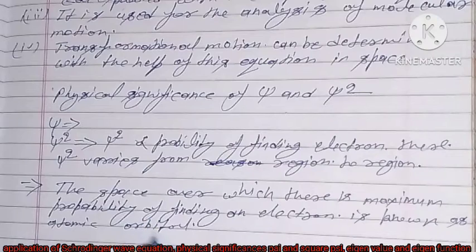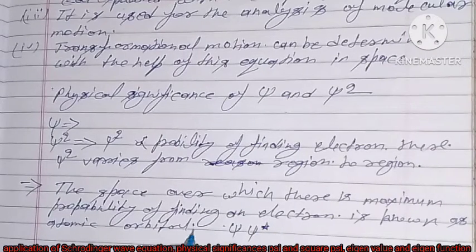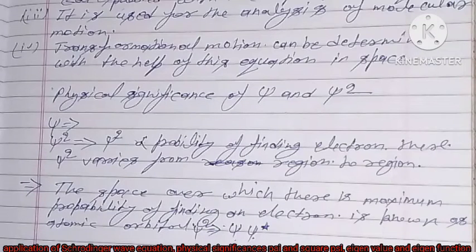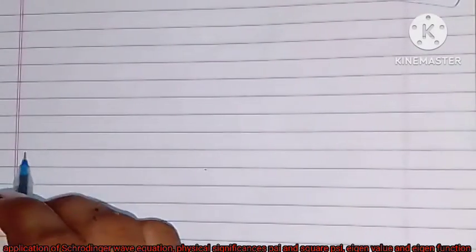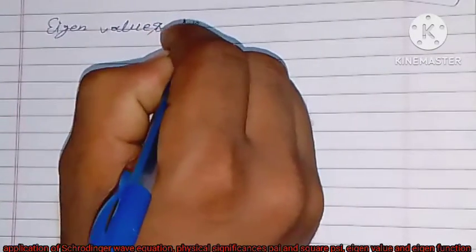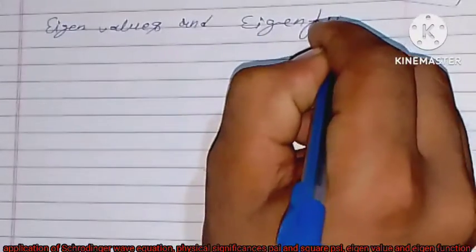Psi square is also expressed as psi times the complex conjugate of psi. Hence, the particular values of psi which give a satisfactory solution of the Schrodinger wave equation are known as eigen functions or wave functions, whereas the values of E which correspond to these eigen functions are known as eigen values. Eigen values and eigen functions.